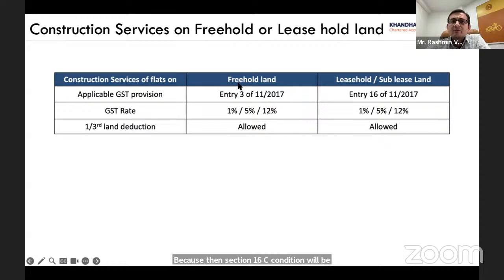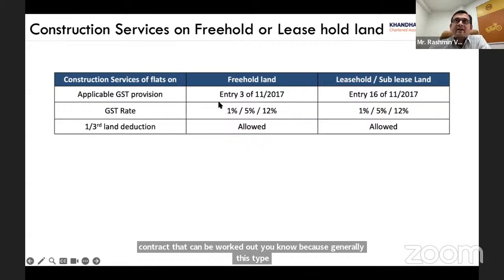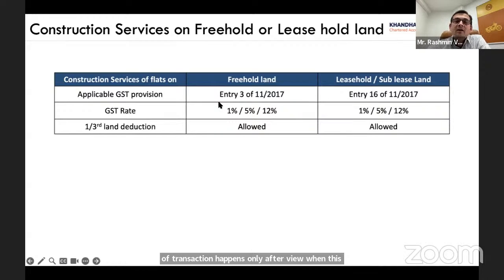A contractor working for a developer will be receiving his remuneration in kind from the developer by way of allotment of a flat. What will be the point of taxation? That can be decided at the point of time when the allotment will be done. If the agreement to allot happens after the completion certificate, then no GST, and if it happens before, then GST will be applicable on that constructed flat allotted to the contractor. That can be worked out, because generally this type of transaction happens only after BU, when the contractor comes for the final settlement of his invoice in consideration of the services provided.